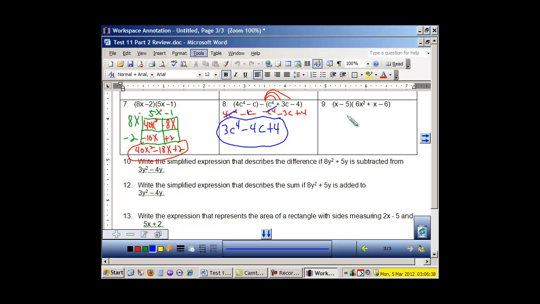Alright, so here's a box. So I've got 2 rows and 3 columns. So let's do it. X minus 5. Up here I've got 6x squared plus x minus 6. I'm going to draw my box.